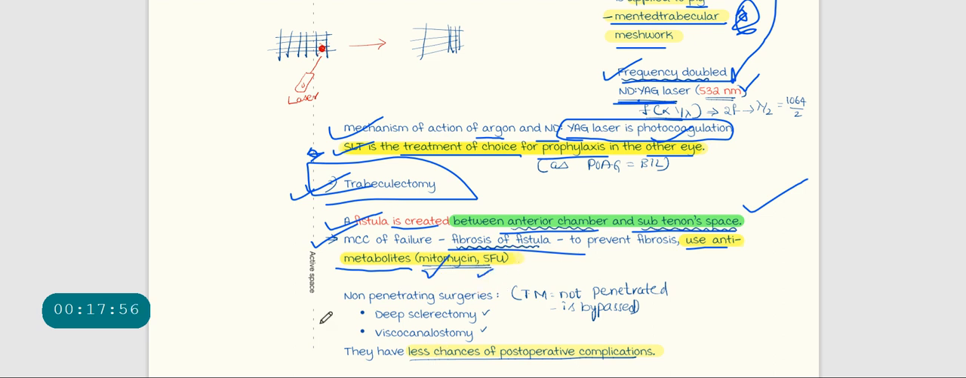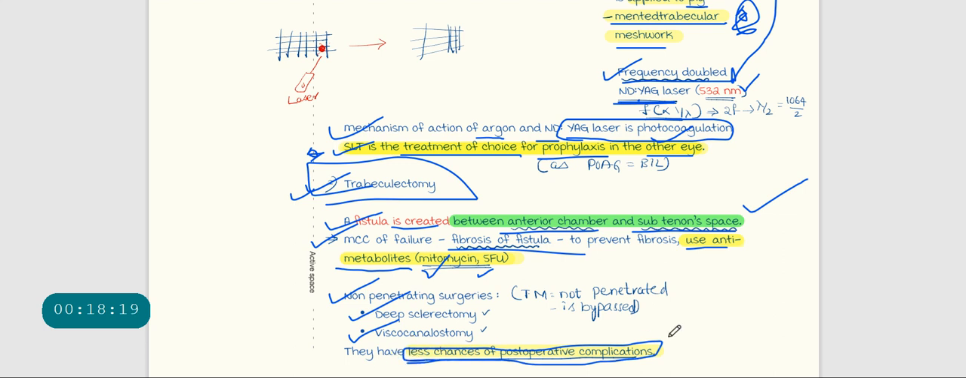Other types of surgical options are non-penetrating surgeries such as deep sclerectomy and viscocanalostomy. These are the two types of surgeries, and they have fewer chances of post-operative complications.